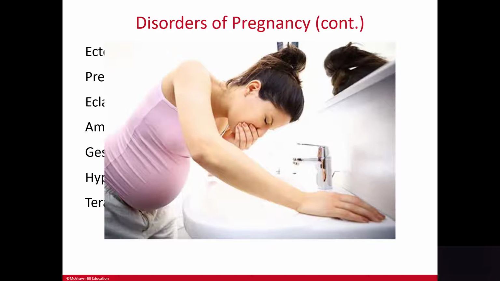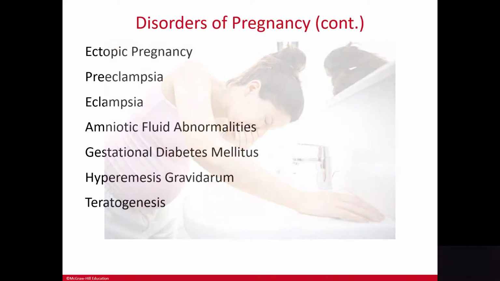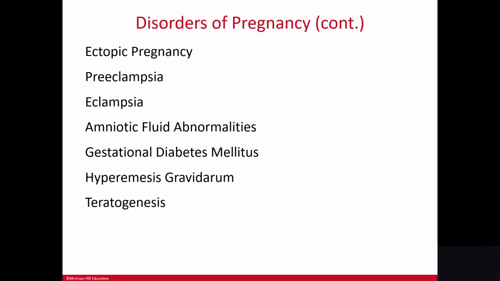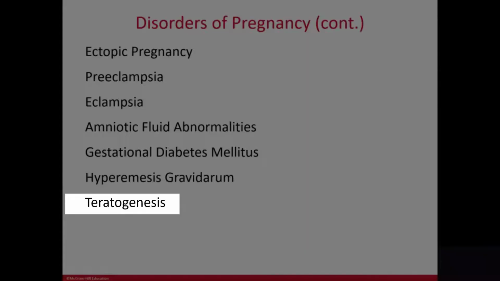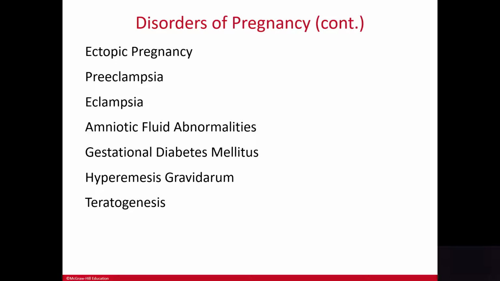However, in a small percentage of women, this nausea and vomiting is severe and can persist for the duration of the pregnancy, to the point where they become dehydrated and lose weight and require IV fluids and medication to control it. The next term is teratogenesis, which refers to the production of fetal abnormalities due to the mother's exposure to substances that cause birth defects.